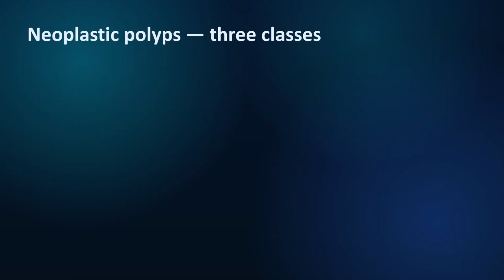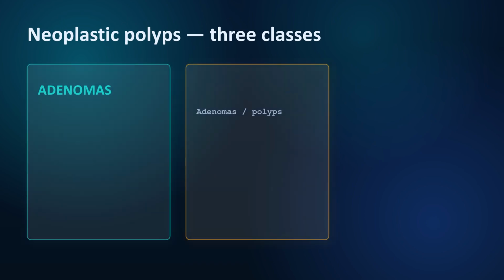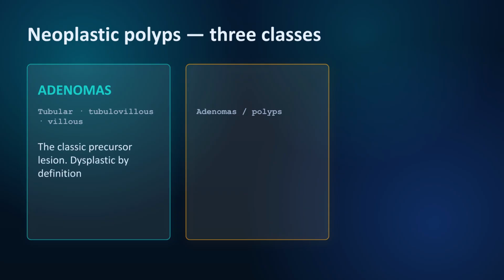Let us open the neoplastic bucket. There are 3 classes inside it. First, adenomas. These are the classic precursor lesions, and they come in 3 histologic patterns: tubular, tubulovillous, and villous, all of which carry dysplasia by definition.